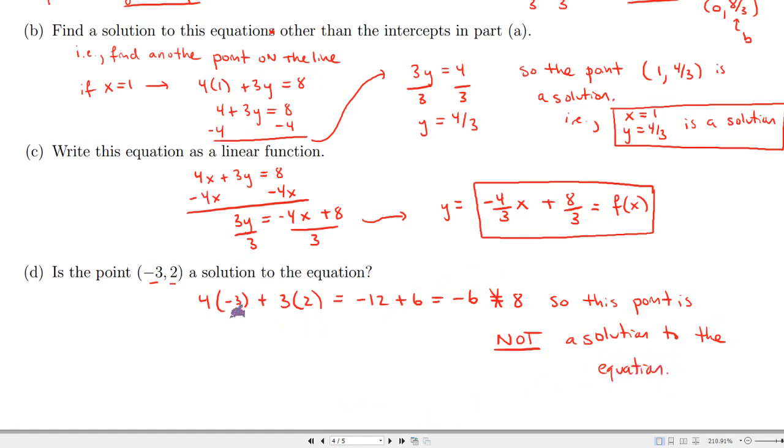And I'll leave it as a challenge to you to figure out, if you had x equals negative 3, what is the correct y value?